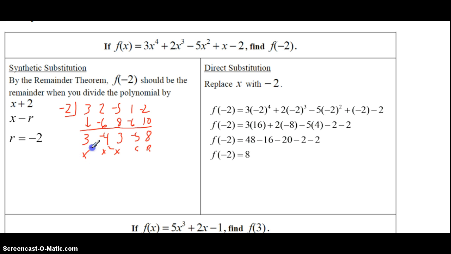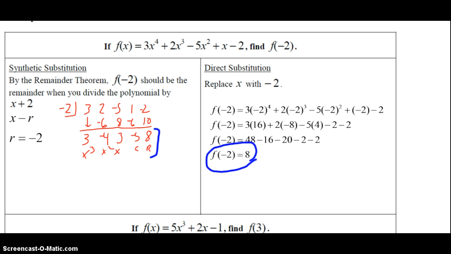Okay, so what the remainder theorem is saying is that this number, the remainder, is 8, and you notice that's what we got for our direct substitution. So according to the remainder theorem, f of negative 2 is equal to 8. We already tried it with direct substitution. We knew that that's what we would get, and you can see now how we got it with the synthetic substitution.